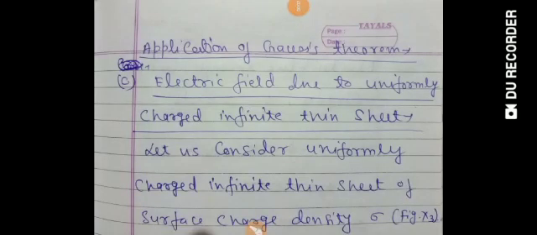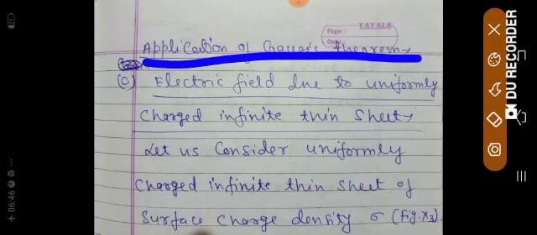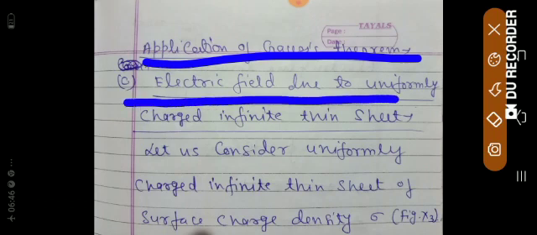Hello students of the 12th class physics, this is your video number 17 and the heading is application of Gauss theorem. Okay, so in the last video I explained to you the other two applications of Gauss theorem. There are so many applications of Gauss theorem, but three are important from the examination point of view, and the third one is your heading, electric field due to uniformly charged infinite thin sheet.